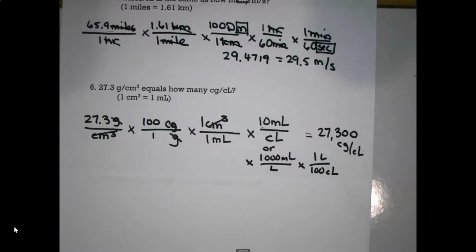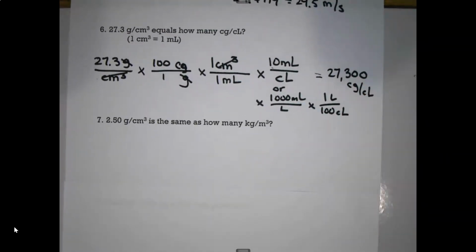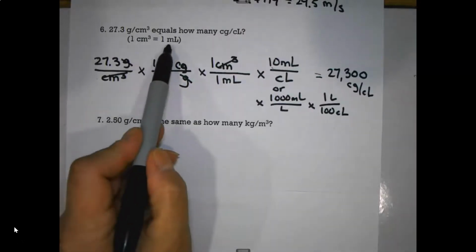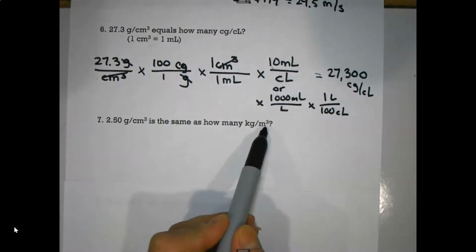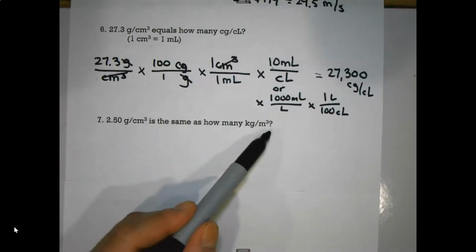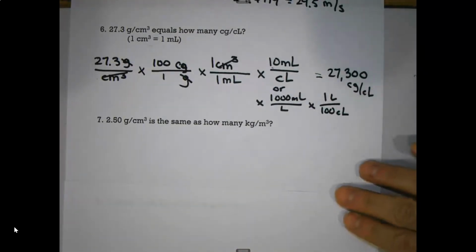All right, so that's how you're going to handle multiple units. Next one, we're taking it up a notch. Take a look at what you've got: 2.5 grams per centimeter cubed, a density just like the one above. It's the same as how many kilograms per meter cubed? Notice I don't need this conversion factor, because I'm not going from centimeters to liters or milliliters. I'm going to meters cubed. So how do I get from one cubed unit to another? Here's the increased complexity.